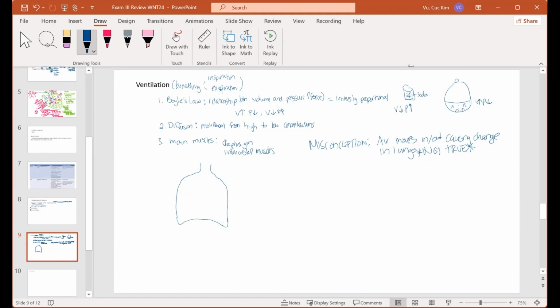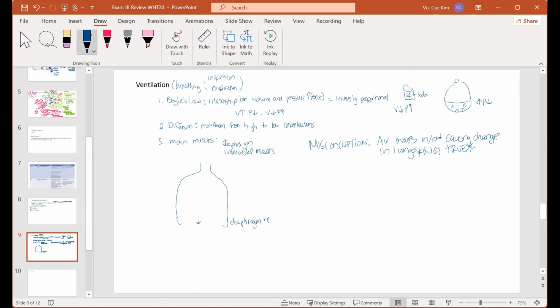But if we were looking at inspiration, what does the diaphragm have to do? Does it have to contract or does it have to relax for inspiration to occur? So if it relaxes, it's going to move downwards like this. Okay, so that's the diaphragm relaxing. Oh, I'm sorry. I drew it wrong. That's when it gets shorter.